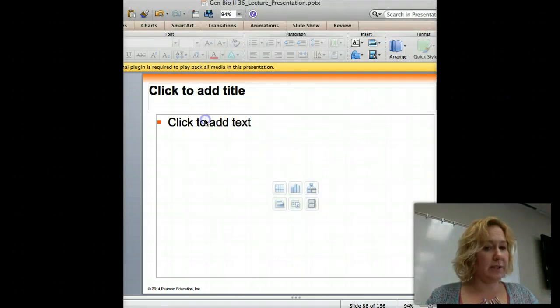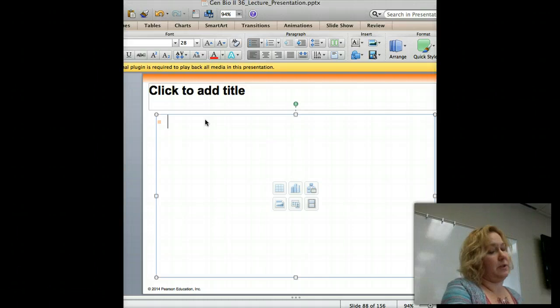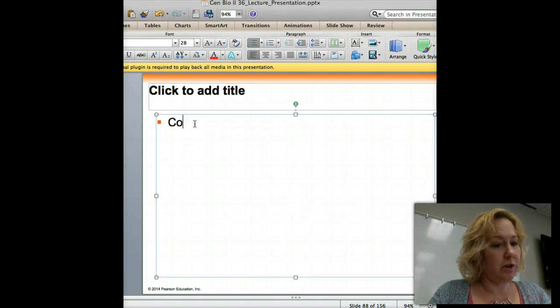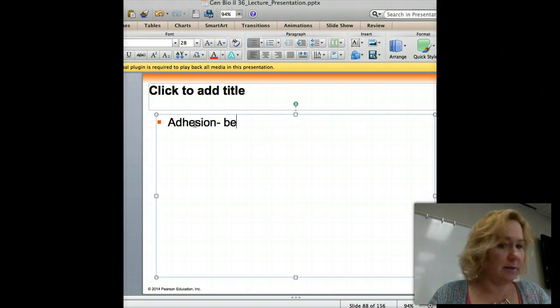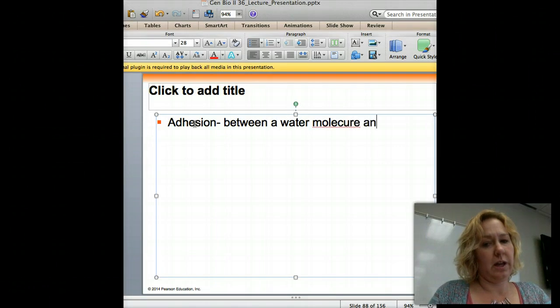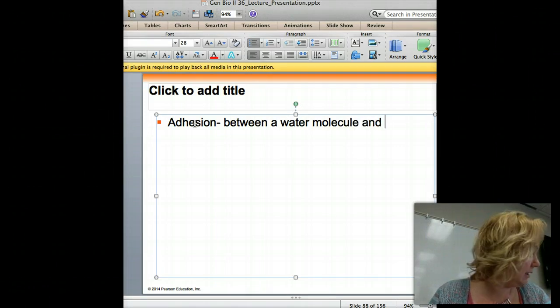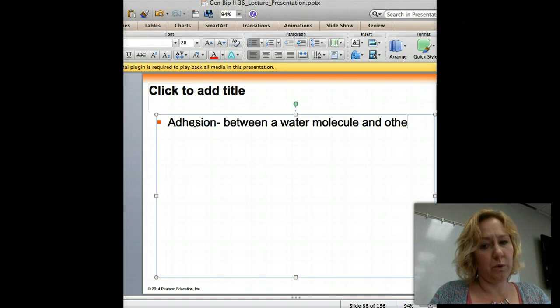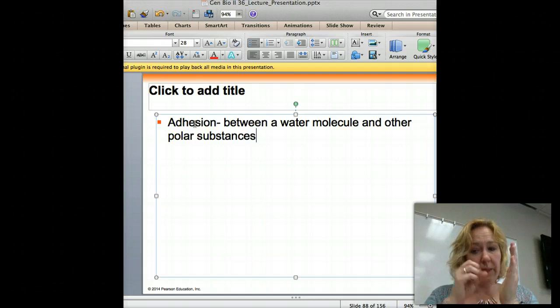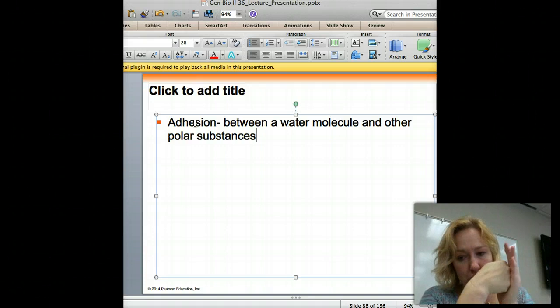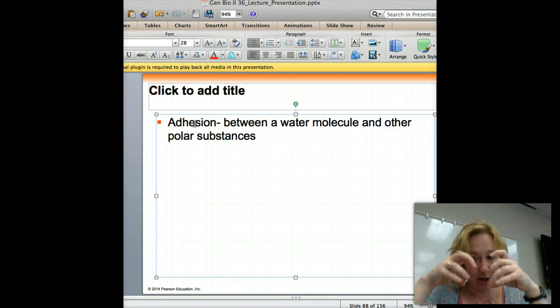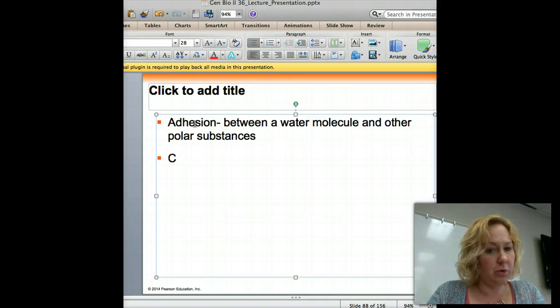Okay, I just want to make you a little slide here of this because it's in your notes and I want to make sure you have it. So let's start with adhesion. What is adhesion? Adhesion is between a water molecule and other polar substances. So this is the water molecule attaching through hydrogen bonding to the side of the xylem. It's adhering to the wall of the xylem, which is allowing it to crawl up the dead straw. So what is cohesion?